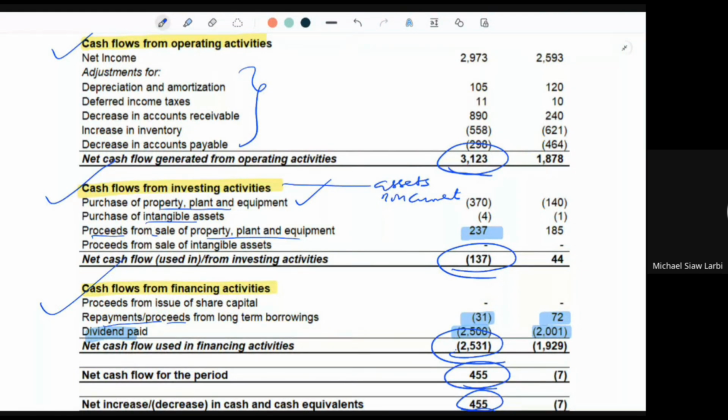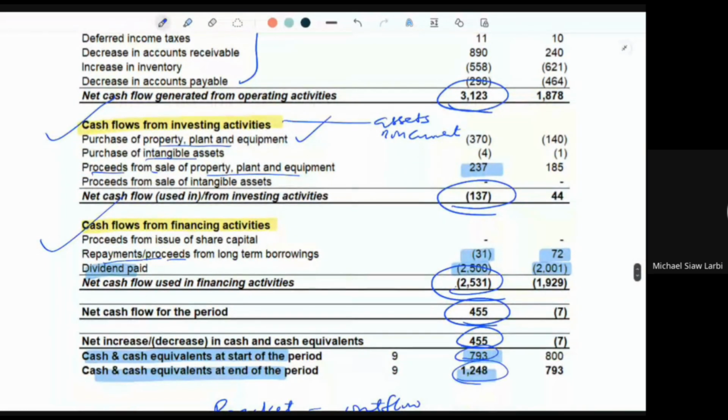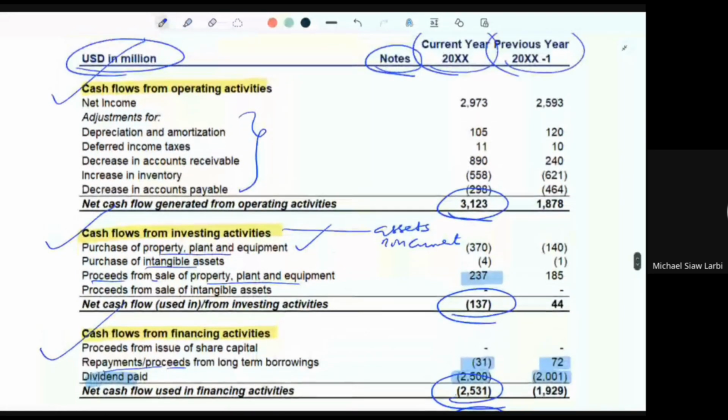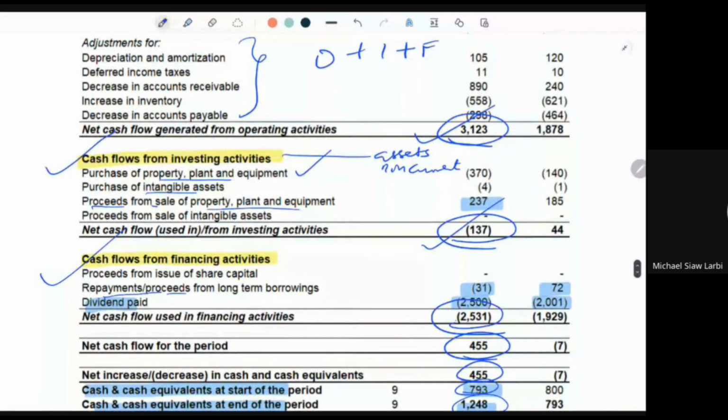3123 minus 137. This is an old statement. So minus 2531. It gives me, yes, 455. Try it and see. When you add O plus I plus F, it gives you the movement in cash. So adding positive 3,000, negative 137, negative 2531, gives you 455.